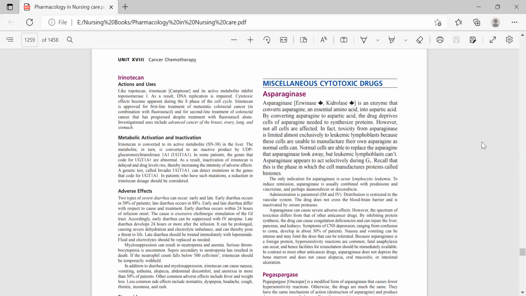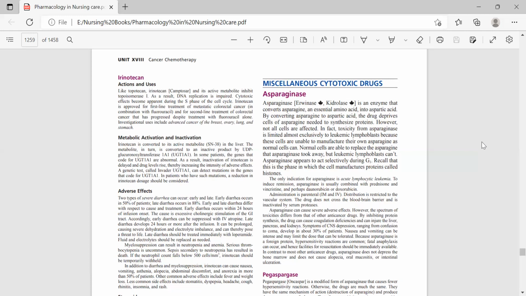Distribution is restricted to the vascular system, not widely distributed. The drug does not cross the BBB and is inactivated by serum protease. It has severe adverse effects due to a spectrum of toxicity different from other anti-cancer drugs. By inhibiting protein synthesis, the drug can cause coagulation deficiencies and can injure the liver, the pancreas, and the kidneys. Symptoms of CNS depression, ranging from confusion to coma, develop in 30% of the patients. Nausea and vomiting can be intense and may limit the dose that can be tolerated.